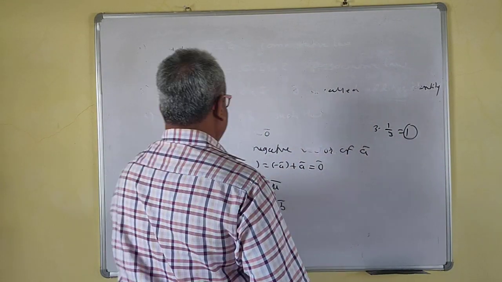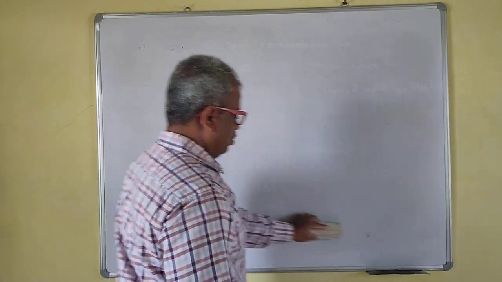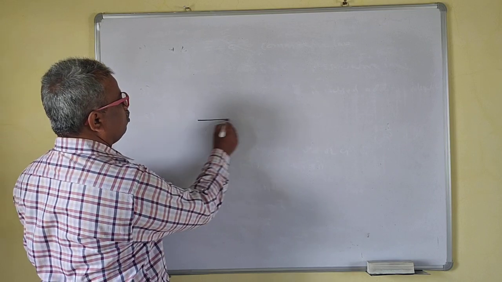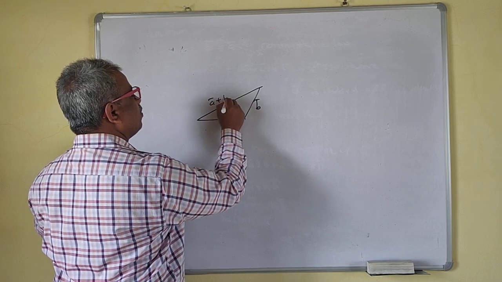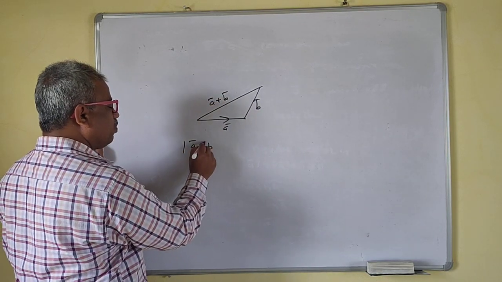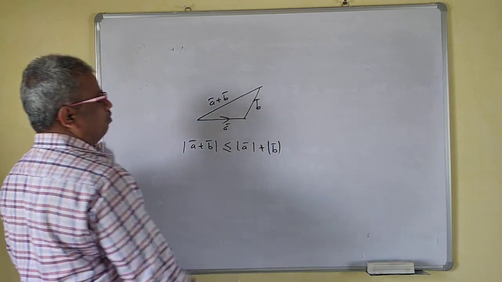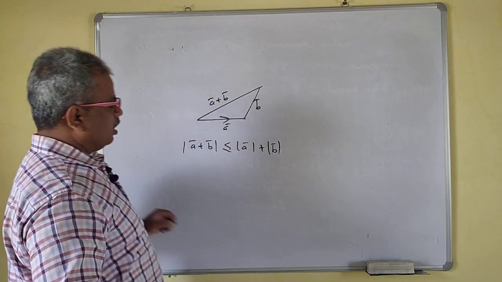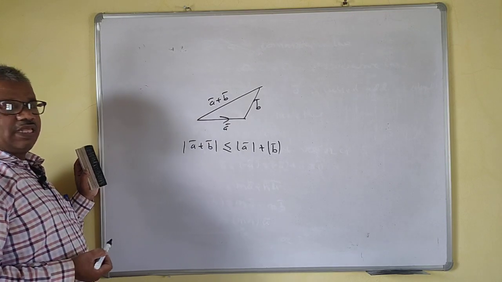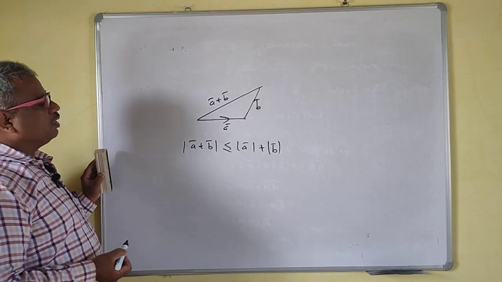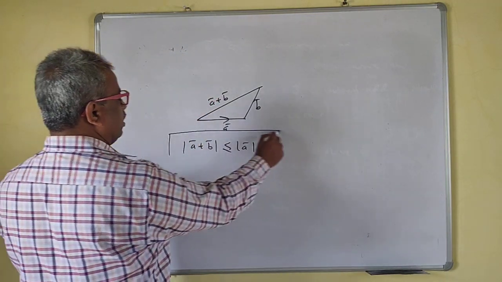Now see, this is your A bar, this is your B bar, then this is your A bar plus B bar. That means magnitude of A bar plus B bar is always less than or equal to the sum of magnitudes, right? So this is called triangle inequality. Mod of A bar plus B bar is always less than or equal to mod of A bar plus mod of B bar. So remember this as triangle inequality.